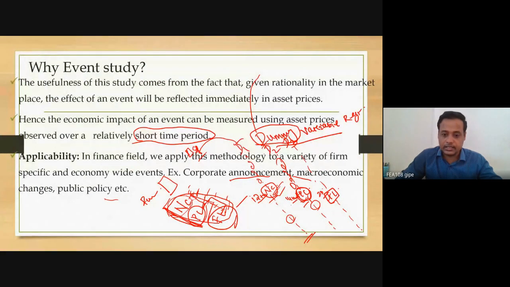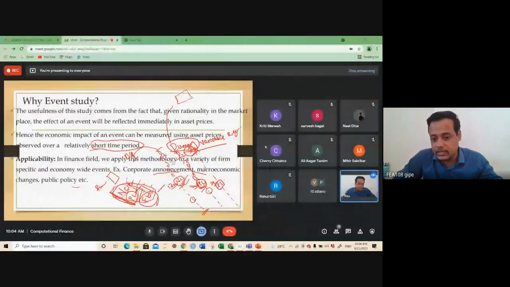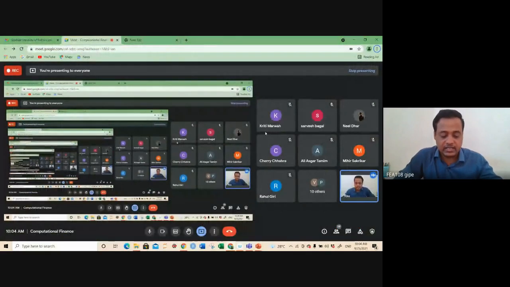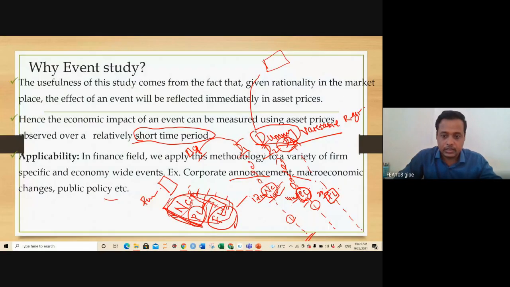Whenever you are creating a dummy for an event, you are again silent about so many other dummies, other events that have happened. You are more concerned about the major events or major happenings that have come to the market. That is how it will work.